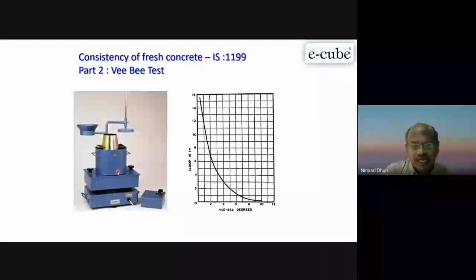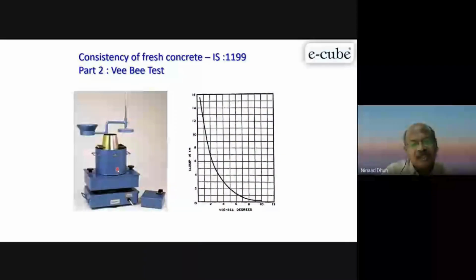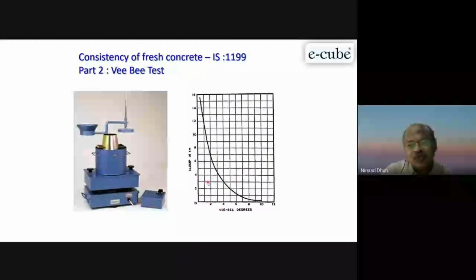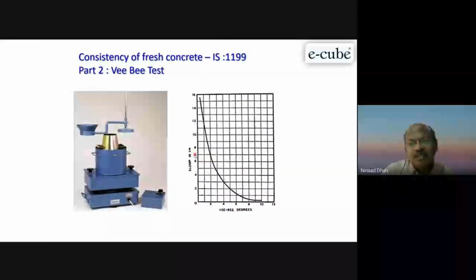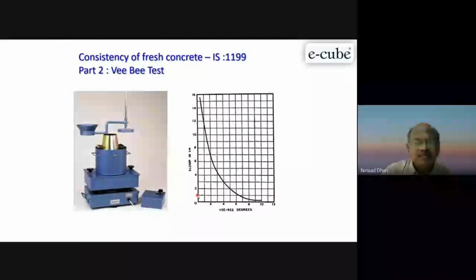Now if VB time is less, your slump is high. Suppose VB time is more, your slump is low. You can see here, if VB time is 2, we can have say 70 mm. If the VB time is 6, we can have around 10 or 15 mm. So it gives an indication of what type of vibration is required for the concrete.